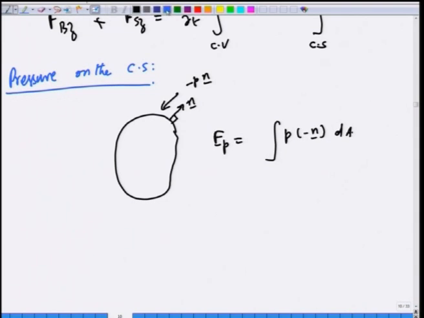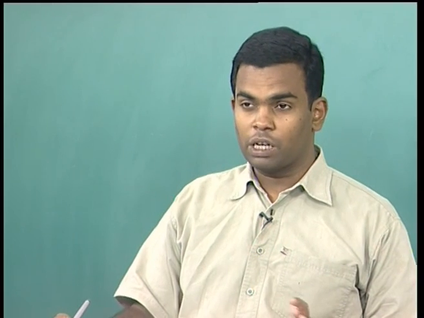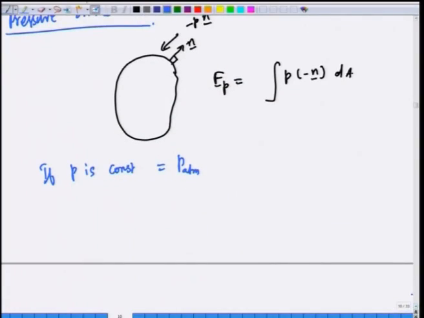Suppose there is a uniform atmospheric pressure acting everywhere, so P is constant, let us say due to atmospheric pressure. In many applications you will find that your CV is surrounded by atmospheric pressure, and if that is the only pressure acting on the CV, then P is constant. So Fp, since P is constant, you can pull it out, minus also, let me pull it out, and dA.